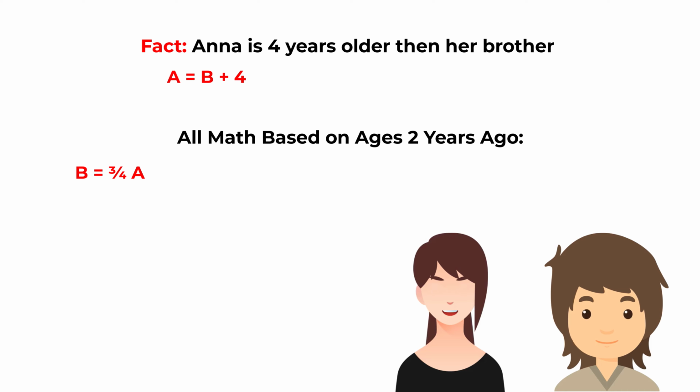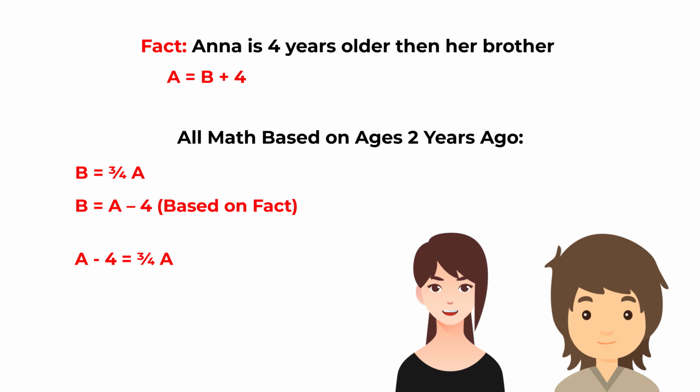Now let's use factual information about the brother's age. Brother's age equals Anna's age minus 4. And now we can create an equation based on Anna's age in the moment of time 2 years ago. Anna's age minus 4, based on the fact, equals 3/4 of Anna's age, which means that Anna's age minus 3/4 of Anna's age equals 4, 1/4 of Anna's age equals 4, and Anna's age equals 16.